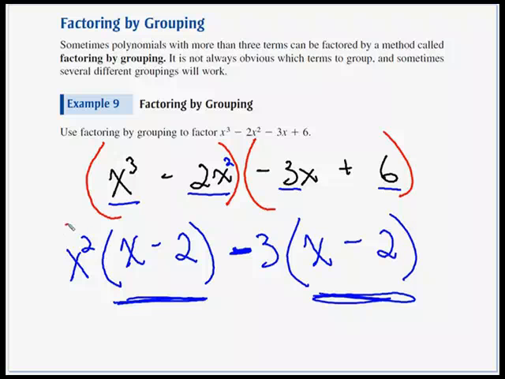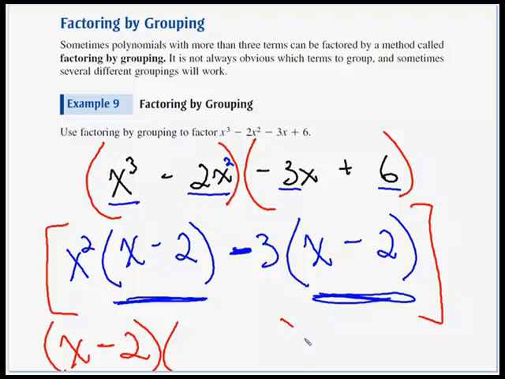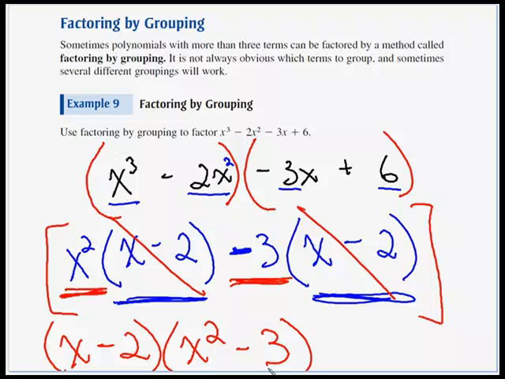So if I look at this in brackets, underlined in blue are the common terms. I can factor out that binomial x minus 2, and then I'll have a binomial left. If I factored these out, what remains is x squared minus 3. x squared minus 3. So there's my two factors. Double check this one. Is this a difference of squares? No, 3 is not a perfect square. So we can stop right there.